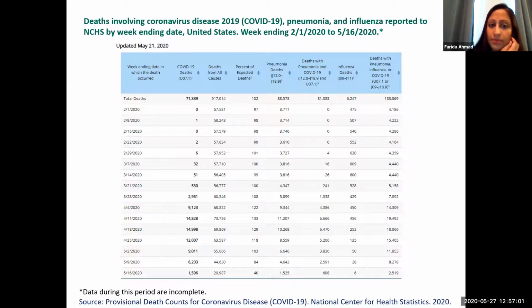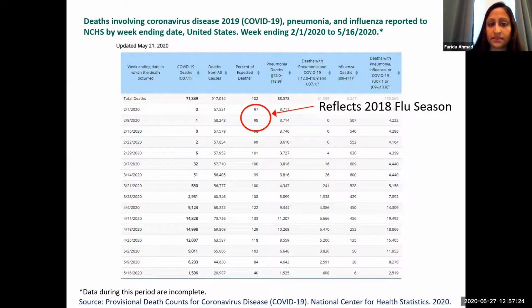And so here I've got one of the main tables that we update on a daily basis that shows the count of COVID-19 deaths, all-cause deaths, and a couple of other causes of death by the week that the death occurred. And I want to draw your attention to the fourth column, where it says % of expected deaths.